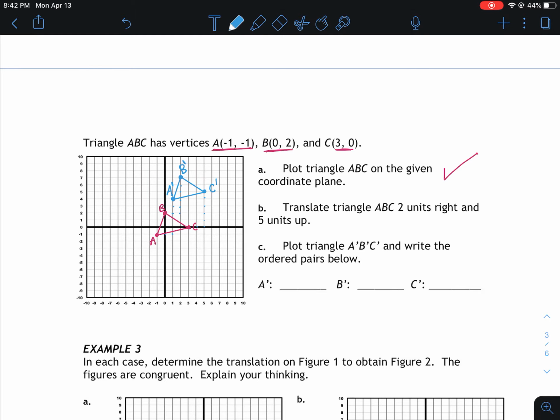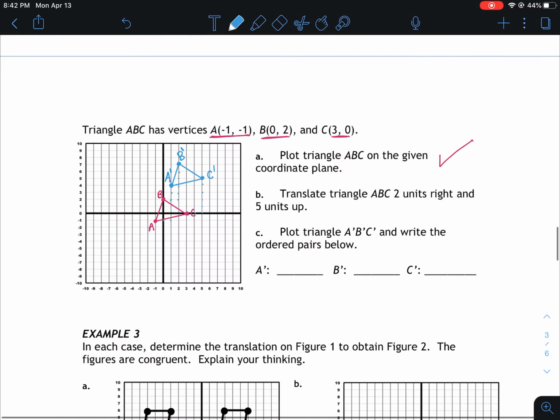Now, you do not have to keep those little blue points that I have on there. If you see them, they were there for me to help count. You do not need to keep those at all.